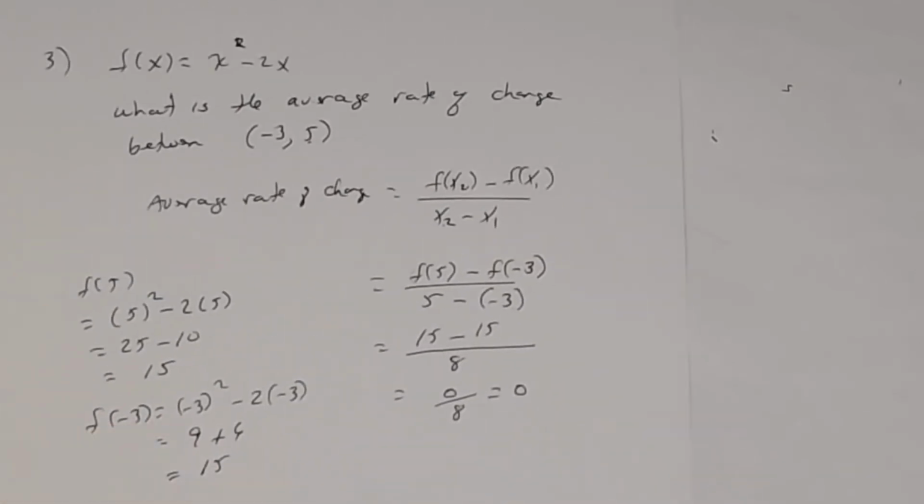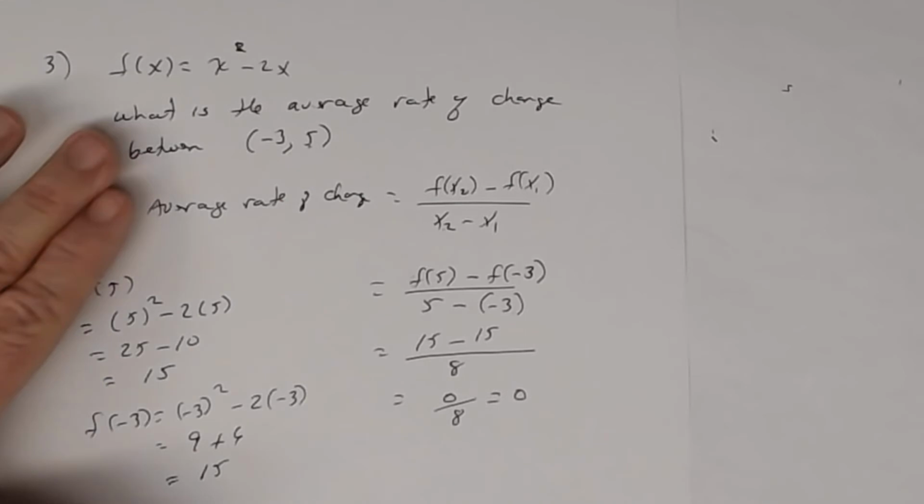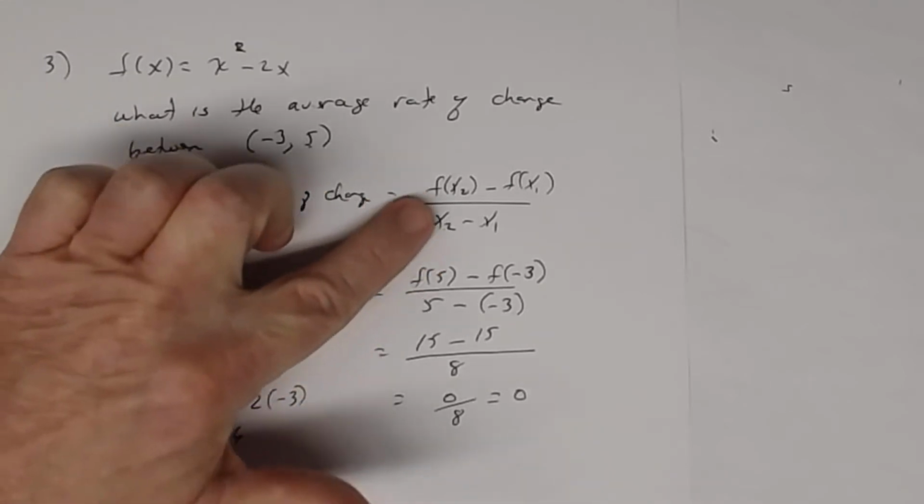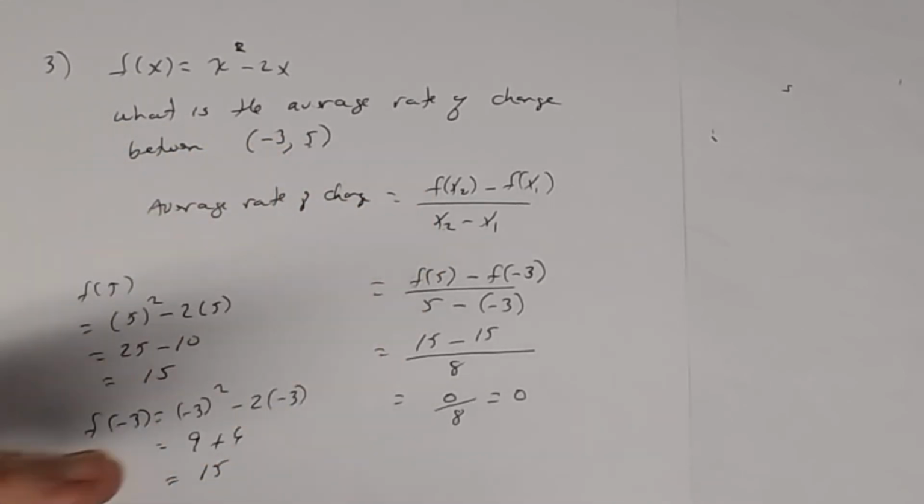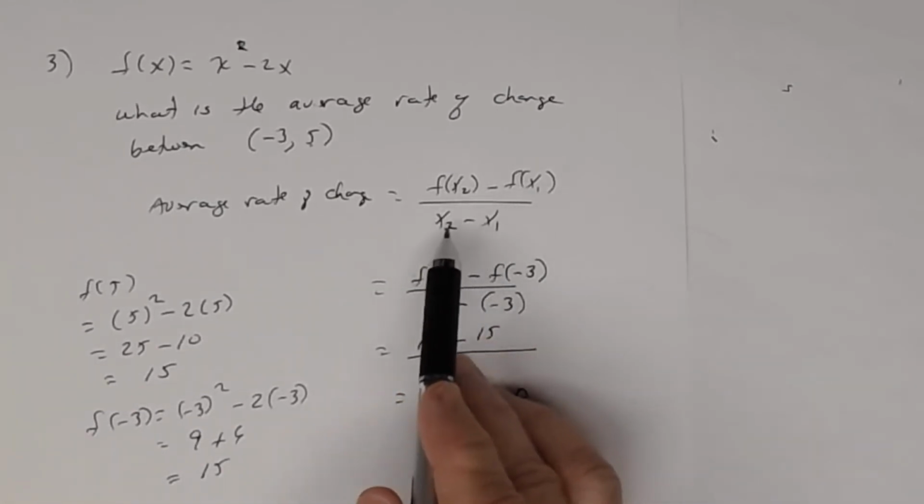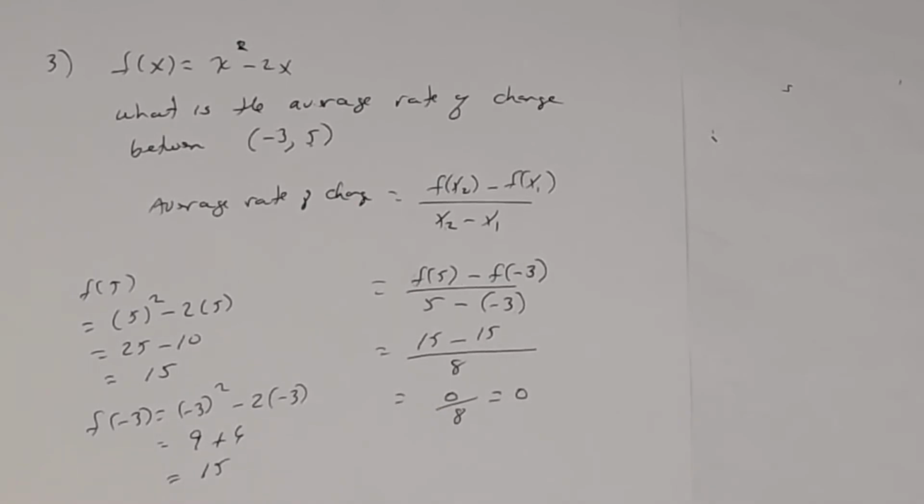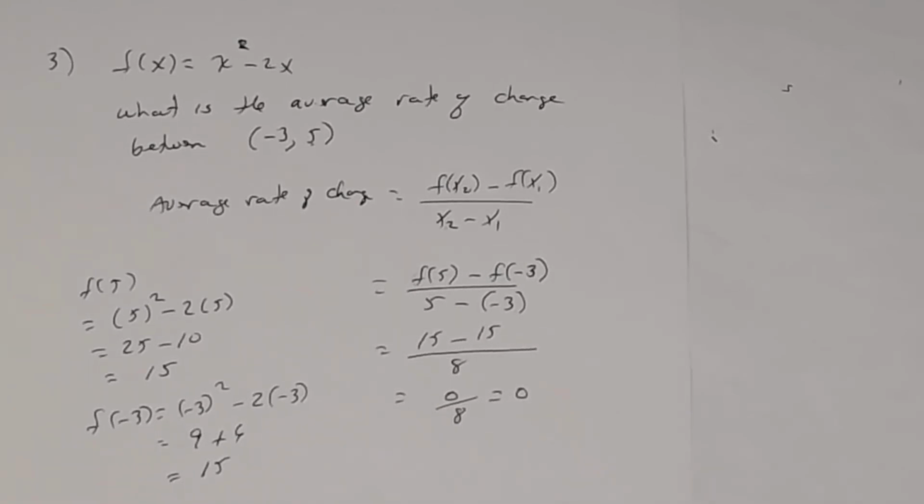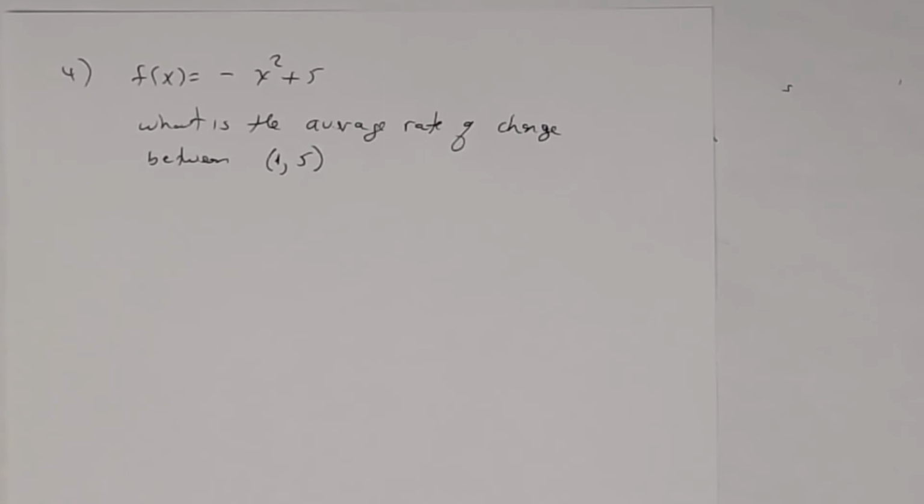But just make sure that you're able to find the average rate of change using this concept. The average rate of change is f of x2 minus f of x1 divided by x2 minus x1. Okay? All right, let's look at another one. Let's look at number 4. All right, so I have this function. Again, it's quadratic. F of x equals negative x squared plus 5. And I want to find the average rate of change between 1 and 5.